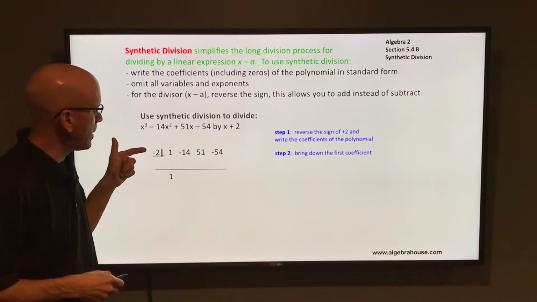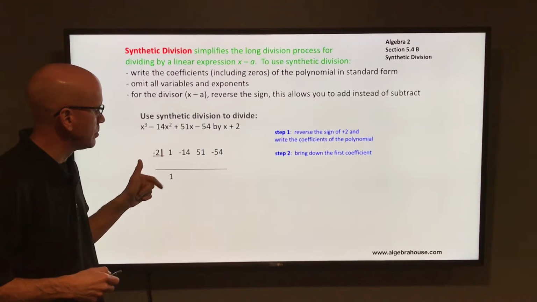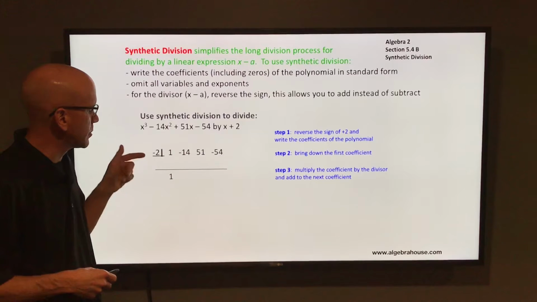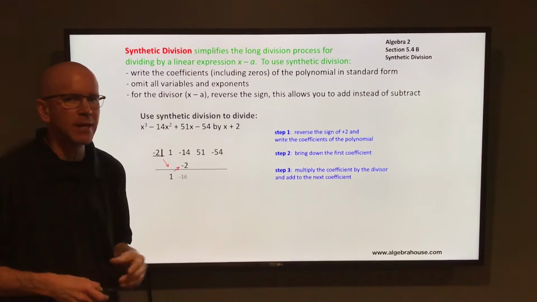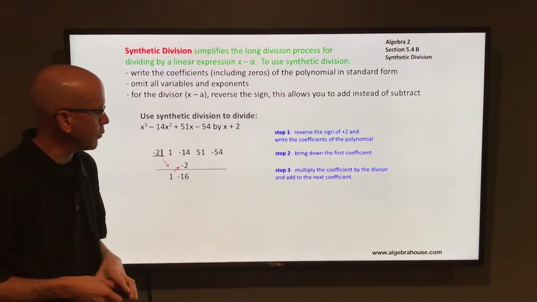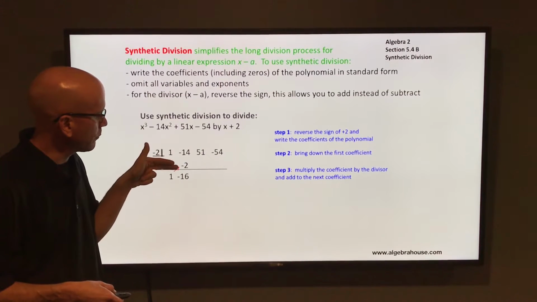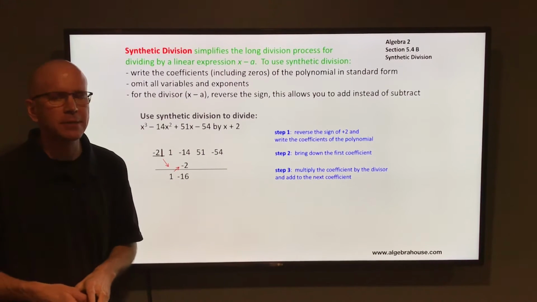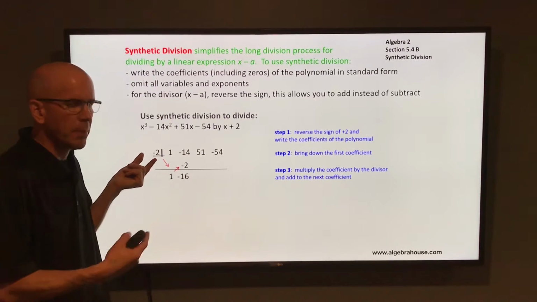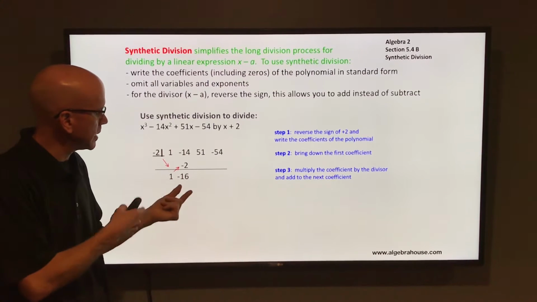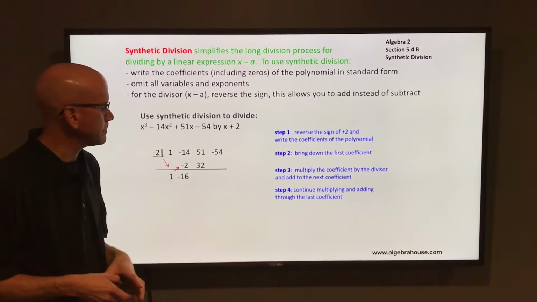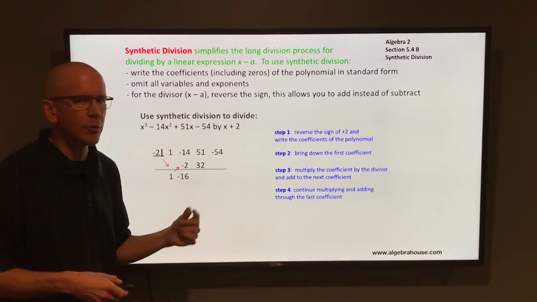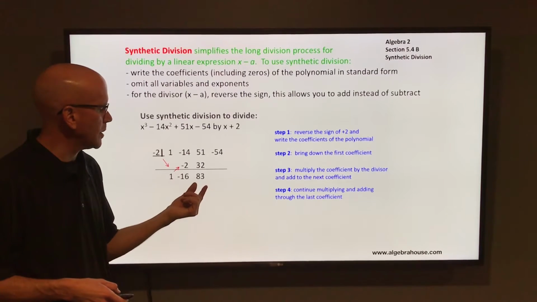So we're going to go back to the box and multiply negative 2 by 1, and that is negative 2. So again, take negative 2 times 1. That will be negative 2. Put that under that second coefficient of negative 14. And then you add negative 14 and negative 2. That is negative 16. Then multiply again. Go back to the box. Negative 2 times negative 16 is 32. Put that under the 51. And then add 51 and 32. That is going to be 83.